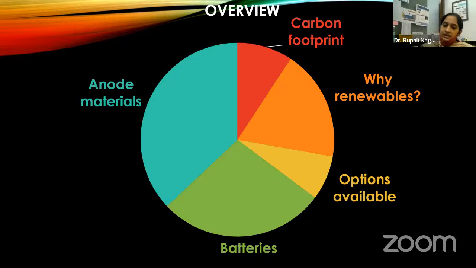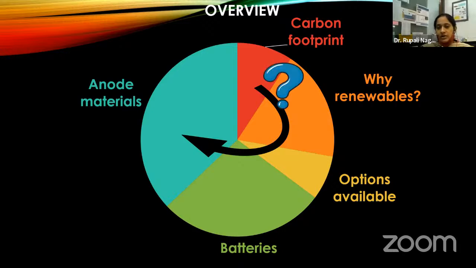So you will see maybe there will be a bit of overlap with the sessions that happened yesterday, but it's an academician's point of view and academician's interpretation that I'll be presenting first. So this is going to be the flow of the talk, and we'll start with the first question: why carbon footprint and why renewables.